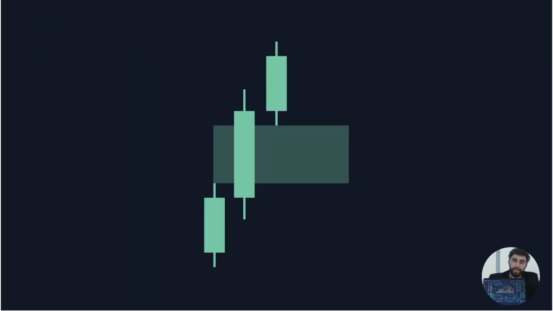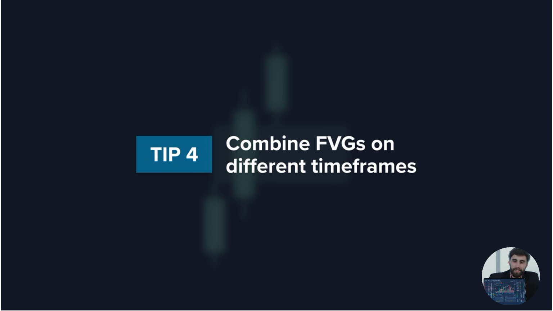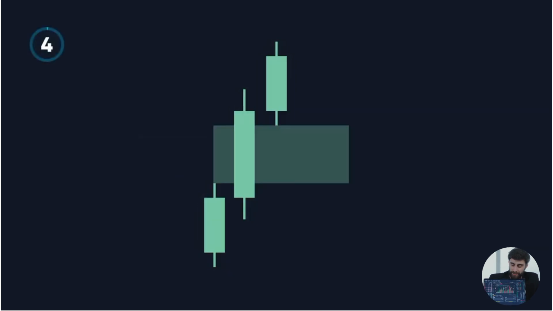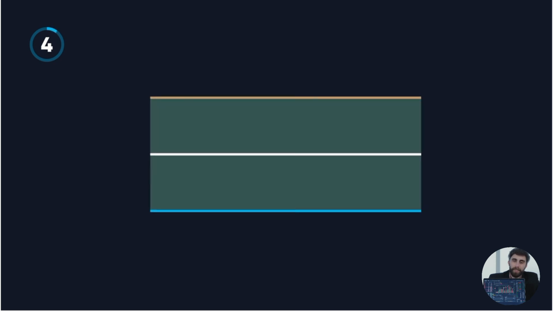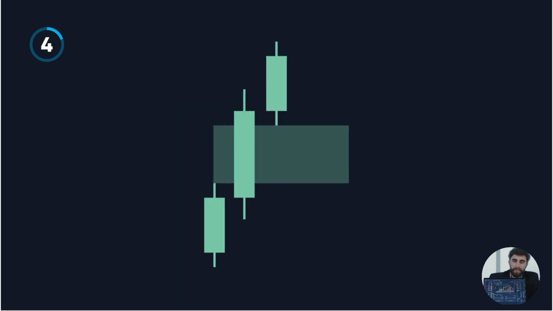Now we are moving on to some of the more advanced aspects, starting with our next tip, which is that you should look to combine FVGs on different time frames for a more precise entry. Most traders using FVGs choose to take trades from either the top, the bottom, or the middle of the gap. And while this isn't a wrong way to trade, there is a better way to find a more precise entry.